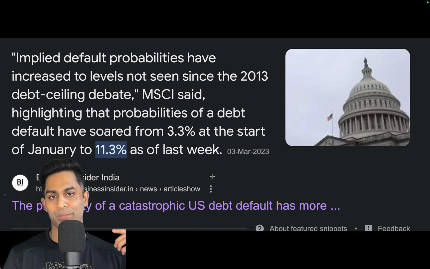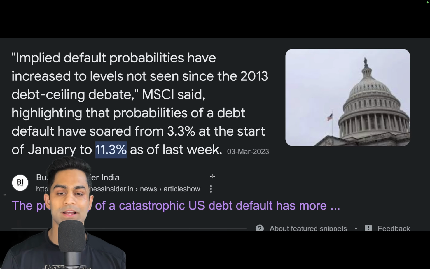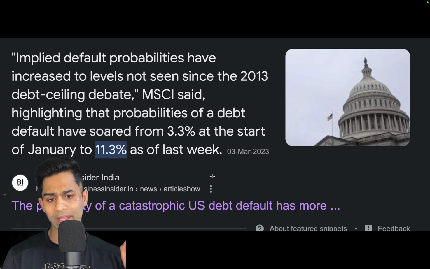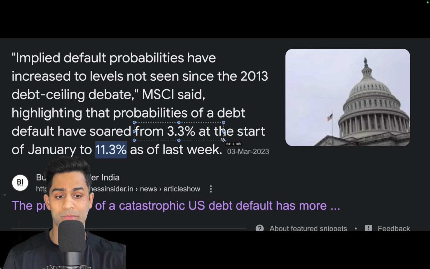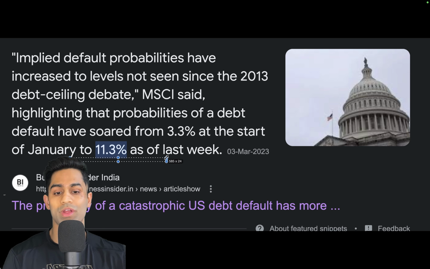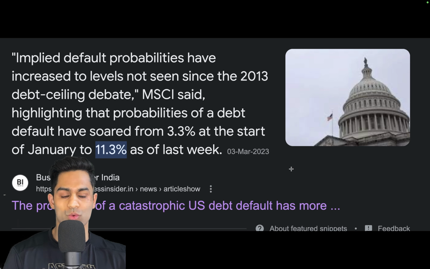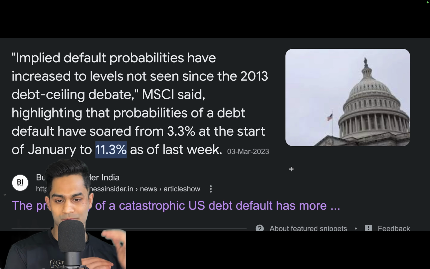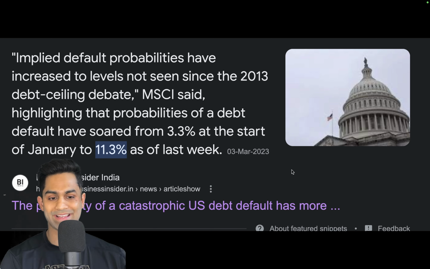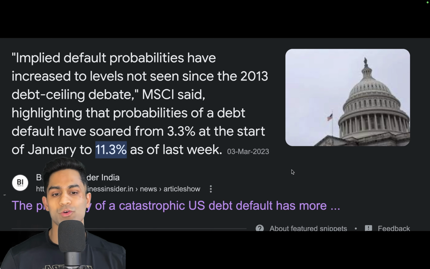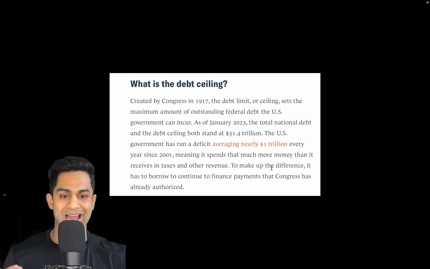So this right here is the report that actually came out very recently, at the beginning of March. The implied default probabilities have increased to levels not seen since the 2013 debt ceiling debate. The probabilities of a debt default have soared from 3.3% at the start of January to 11.3% last week. So it has more than tripled, and the risk is growing day by day. My goal in this video is to walk you through exactly what is going on.